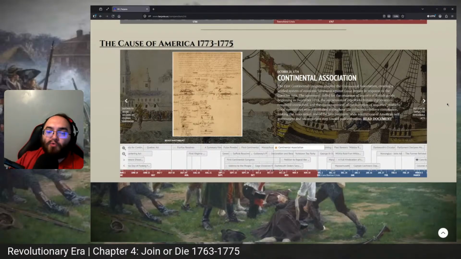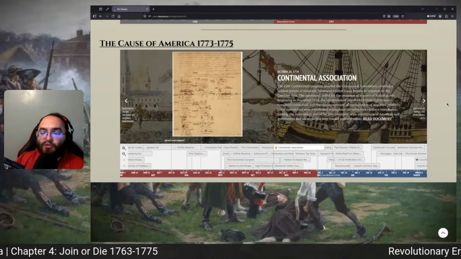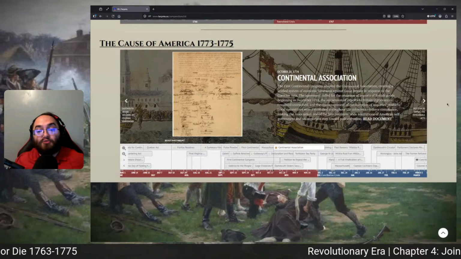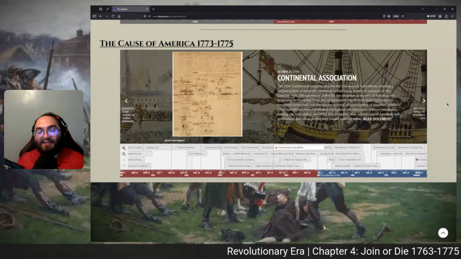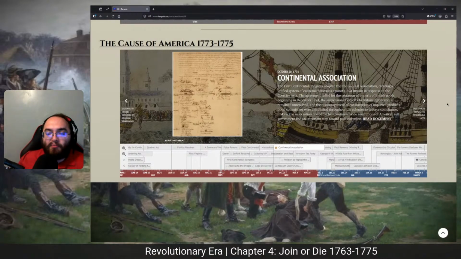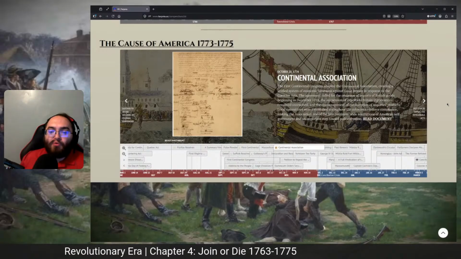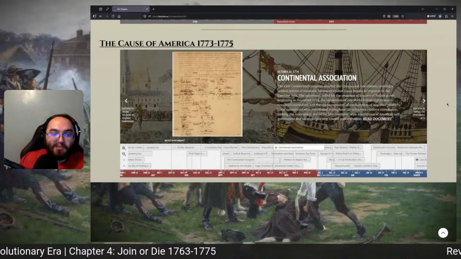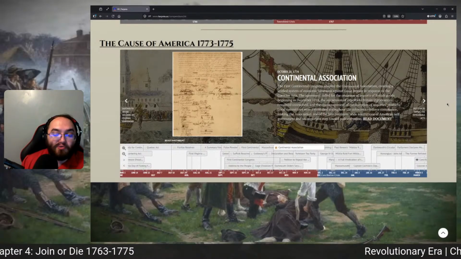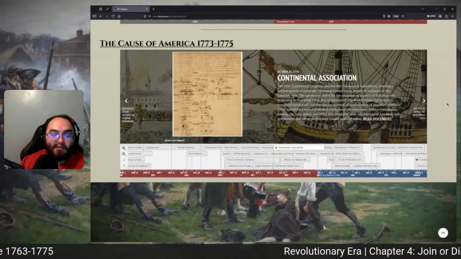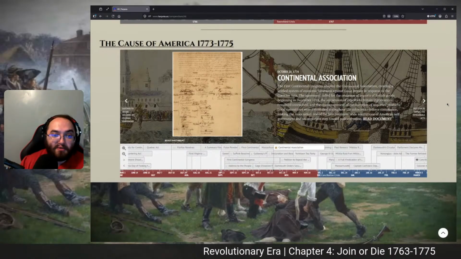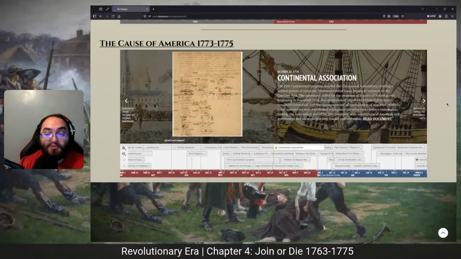Local committees were established throughout the colonies to enforce compliance, making the association one of the first continent-wide institutions of American self-government and an important step toward political union. So this is a precursor to what would be the Second Continental Congress and the Articles of Confederation.